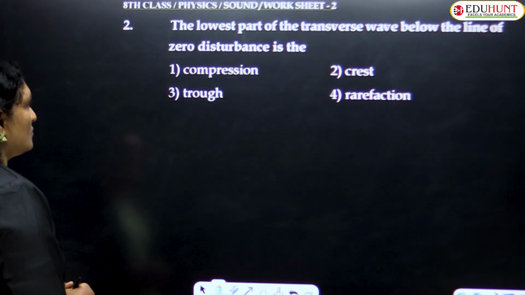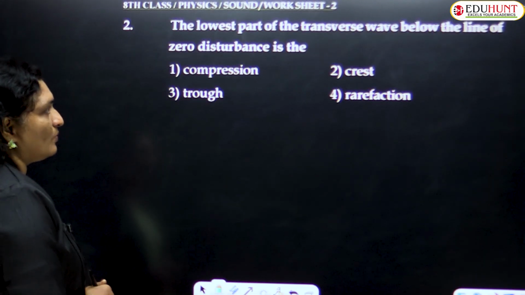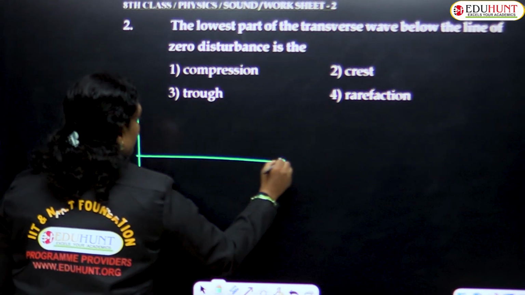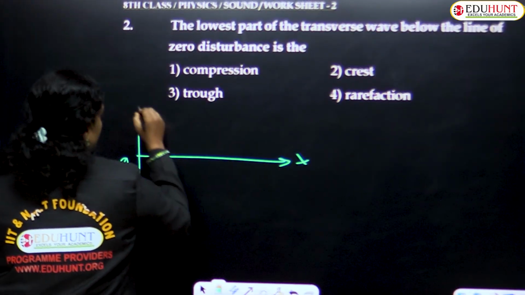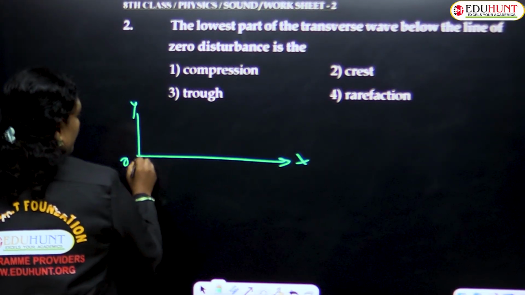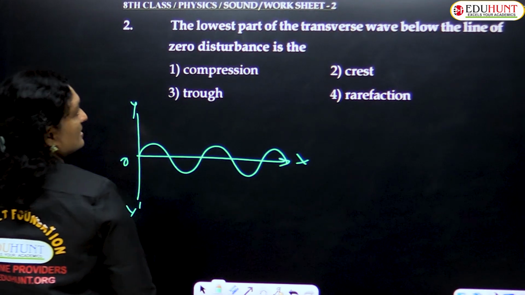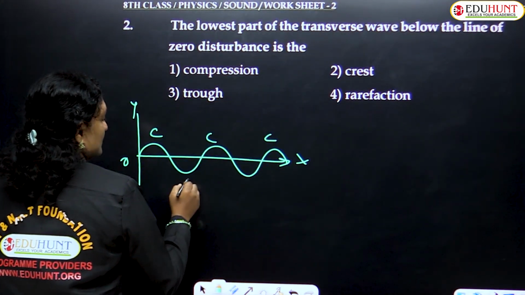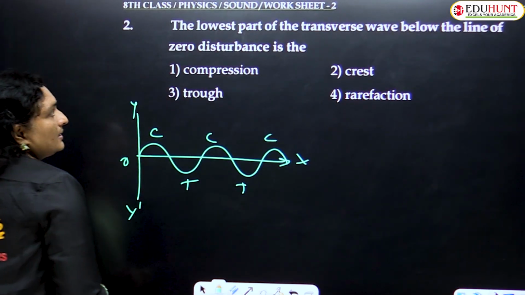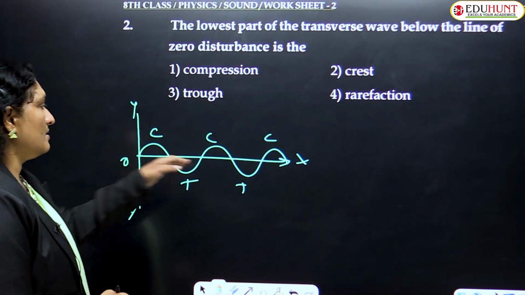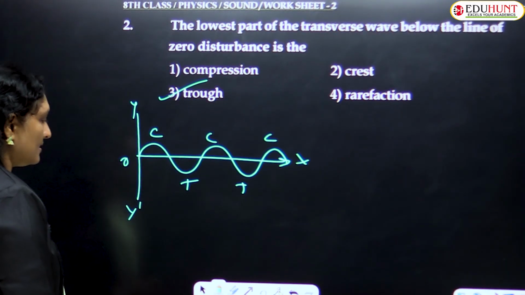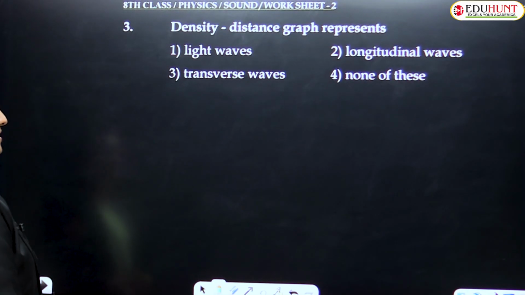Now, moving to the next question. The lowest part of the transverse wave below the line of zero disturbance. So, this is the line of zero disturbance. If a transverse wave is passing in this direction, all the upper parts are called crests, and the bottom parts below the line of zero disturbance are called troughs. Hence, the correct answer is option number 3, that is trough. So, now moving to the next question.